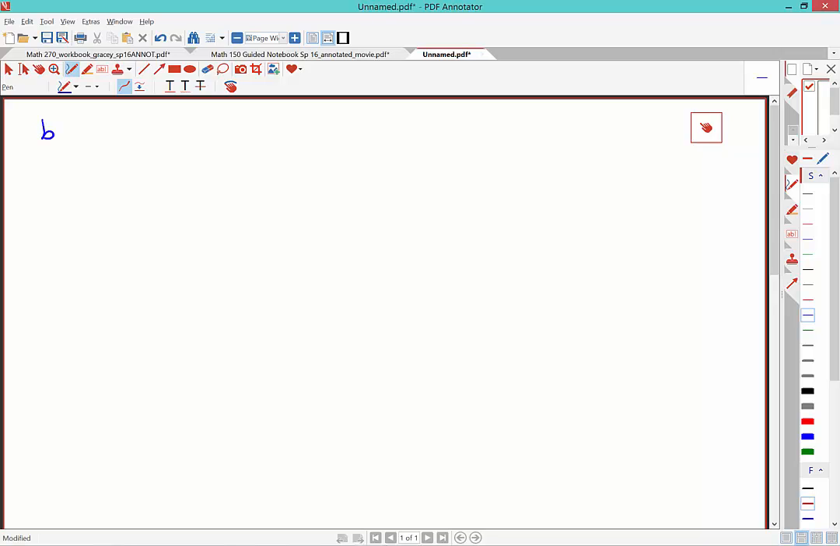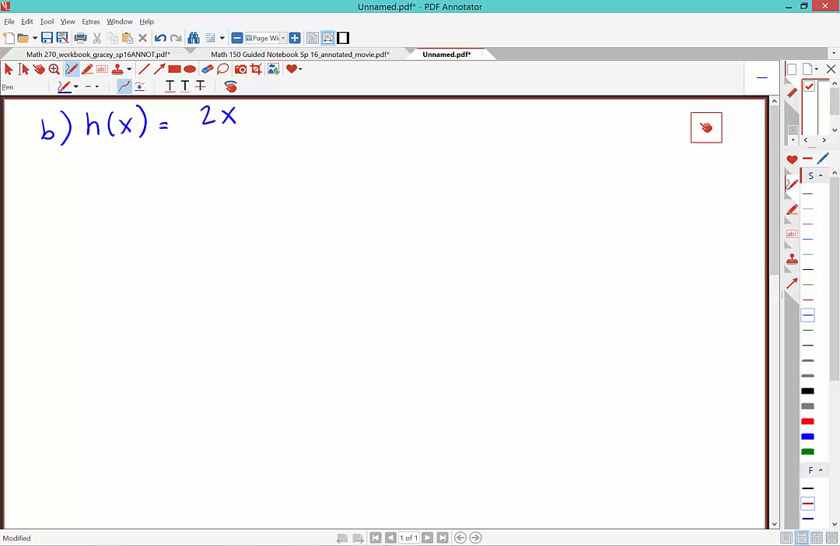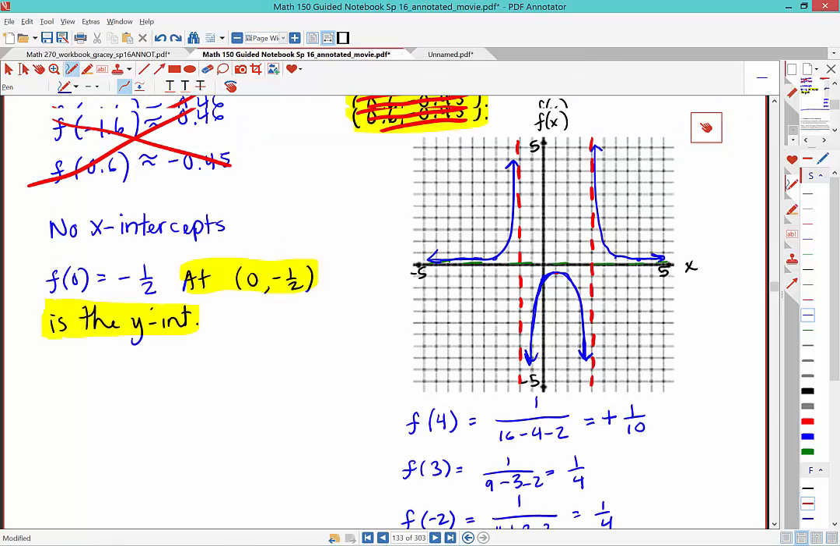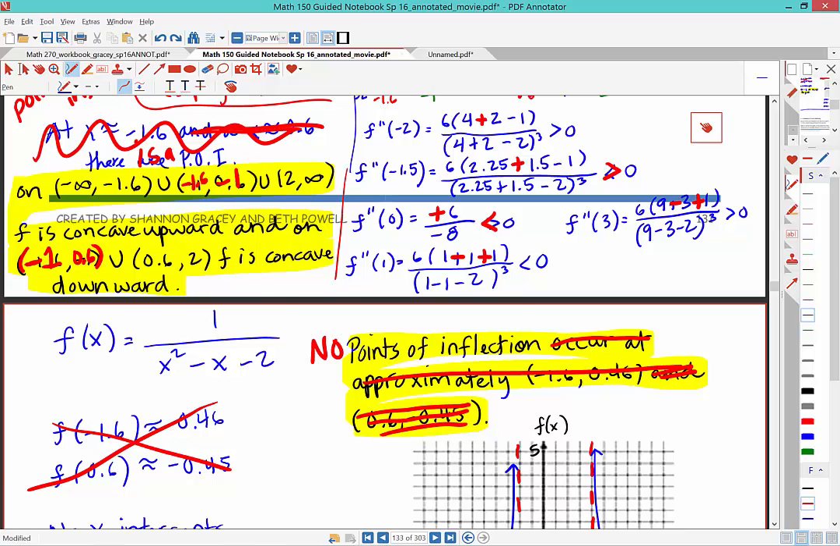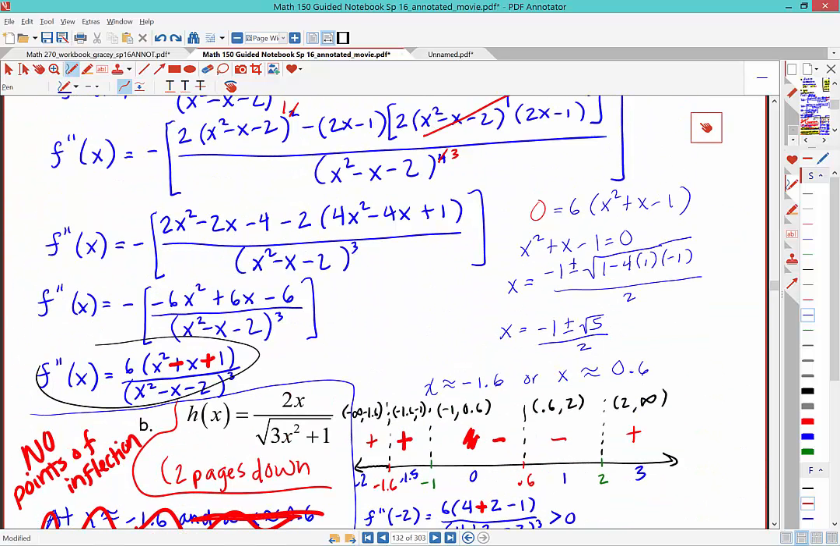Okay, so for part B, we have h of x is equal to 2x over the square root of 3x squared minus 1. Let me make sure I wrote that down correctly. It's 3x squared plus 1. 3x squared plus 1.